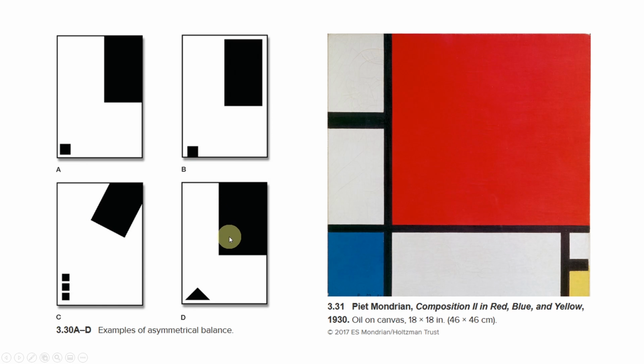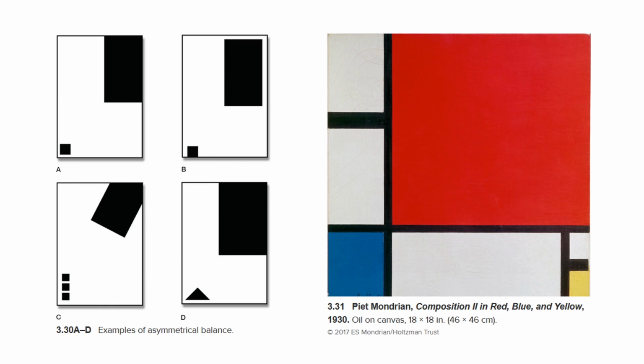And finally, D, a small aggressive triangle can balance a large passive rectangle because inherently a triangle packs more energy and movement than the rectangle. So yes, balance in a composition shifts each time we add or subtract a visual element.